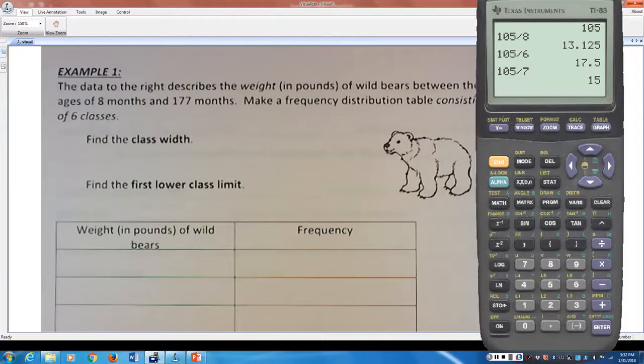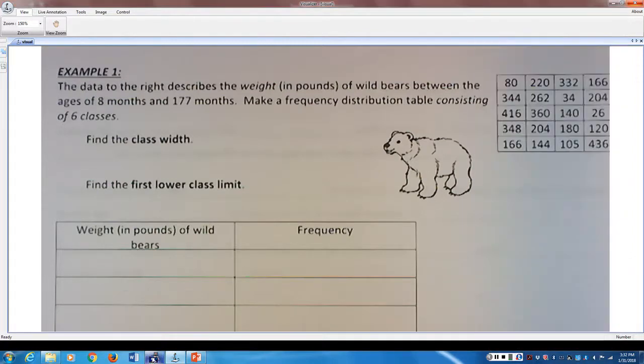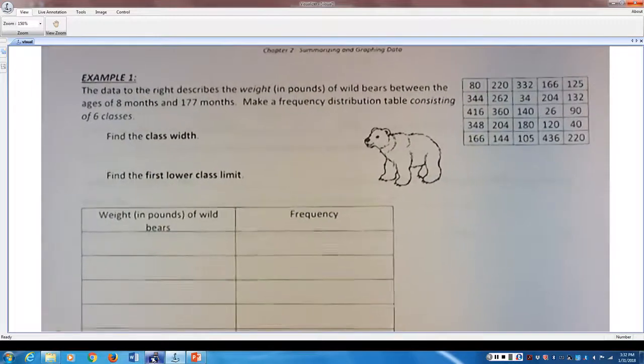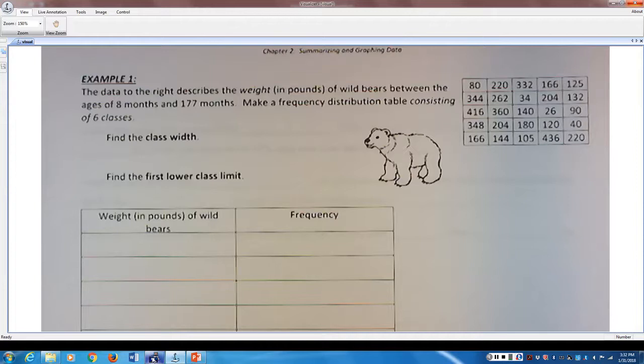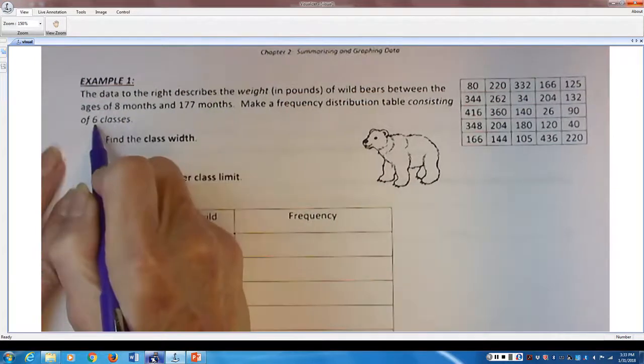And for the moment, I don't need the calculator, so I'm going to put it down. And I have here this set of data. It says the data that we have in that box over here, those data values represent the weight in pounds of wild bears between the ages of 8 months and 177 months. We want to make a frequency distribution of that table, and we want it to consist of 6 classes. So it's important to notice that we're looking for 6 classes.